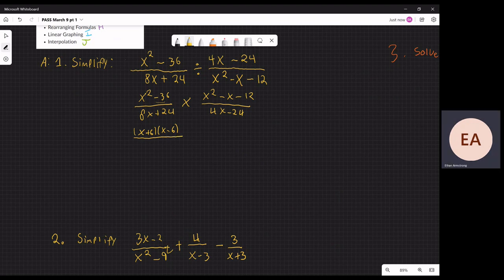Both 8 and 24 are divisible by 8, so that leaves us with 8 times x plus 3, times this top term here. We have x squared minus x minus 12. That is a simple trinomial, so we can factor that by finding two numbers that multiply to negative 12. So we have 1 and 12, 2 and 6, 3 and 4. And that would give us negative 4 and 3, which multiply to negative 12 and add to negative 1.